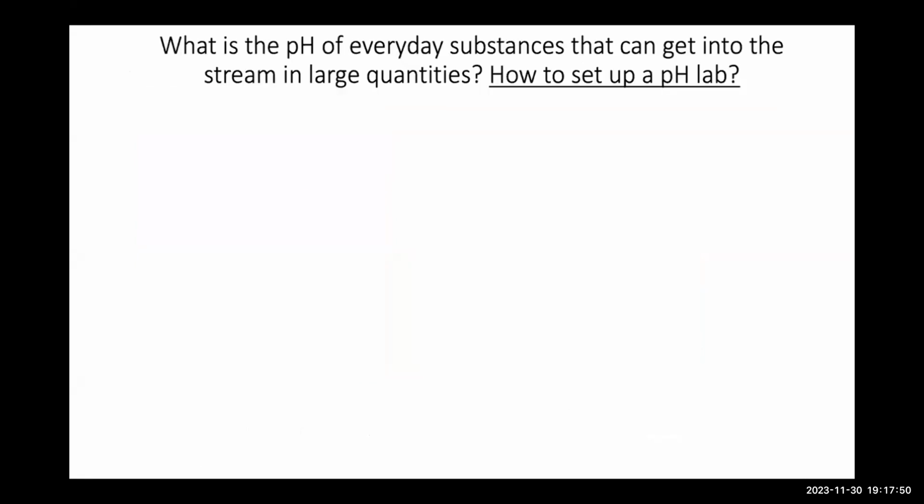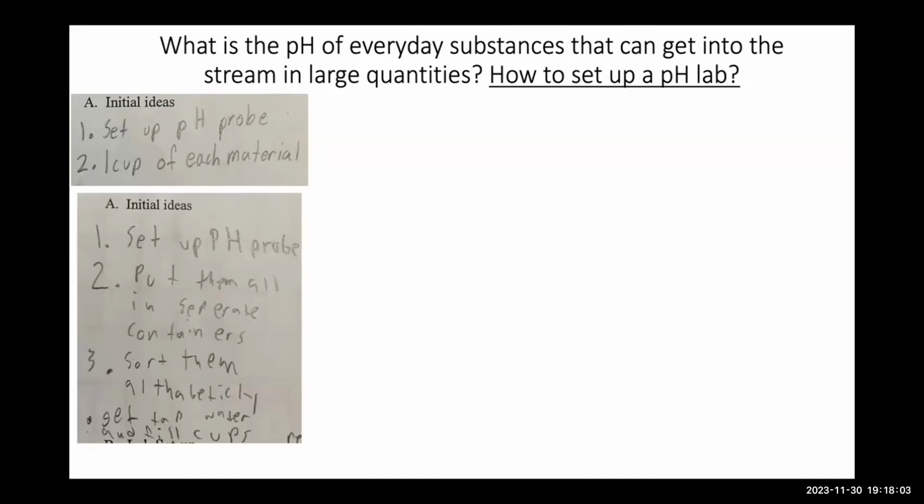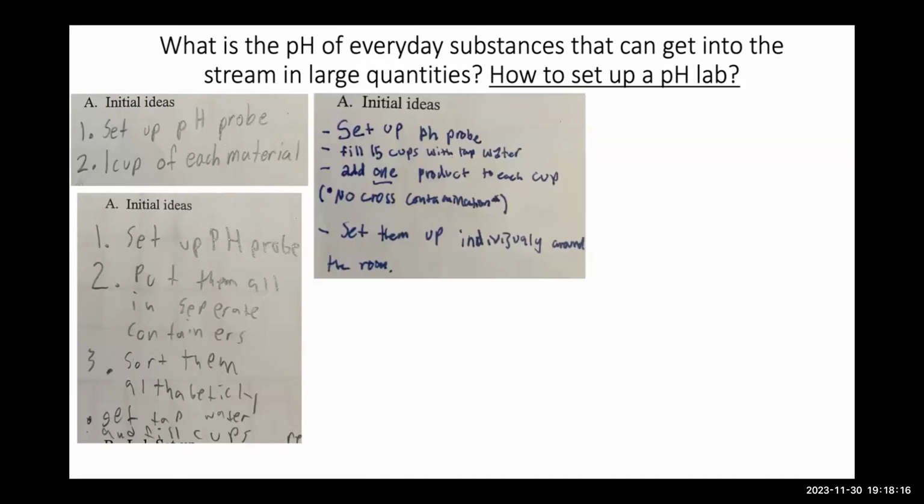So this is very common. I took pictures of some of my students' responses, and this is a common one. They don't know. They say set up a pH probe, 1 cup of each material. Here's another group. They said set up pH probe, put them all in separate containers, sort them alphabetically, get tap water and fill cups. Another group set up the pH probe, fill 15 cups with tap water, add 1 product to each cup, no cross-contamination, set them up individually around the room.